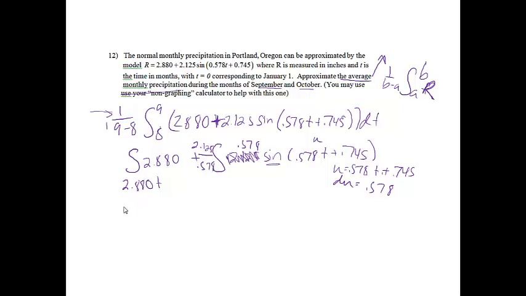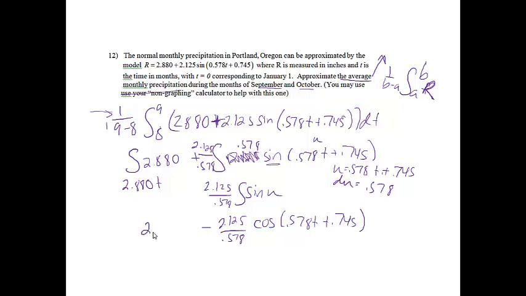So I am going to now get 2.125 over 0.578, and then this is now the integral of sine of u, and the integral of sine of u is negative cosine of u, so this is going to be minus 2.125 over 0.578 cosine of u, and u happens to be 0.578t plus 0.745, and then this first part I'm just going to bring down, 2.880t. I'm not going to put plus c because I want to evaluate it at 9 and at 8.